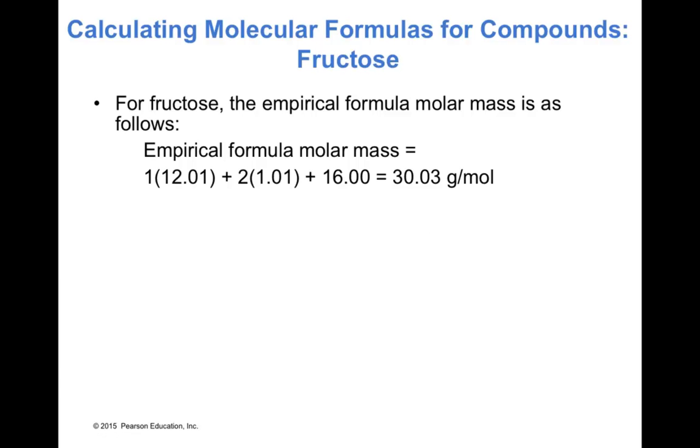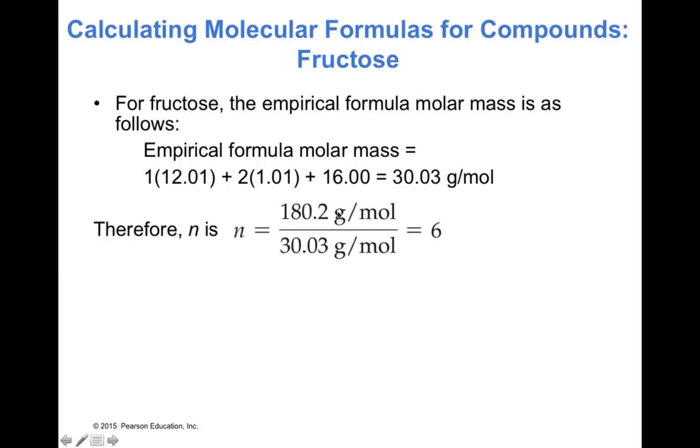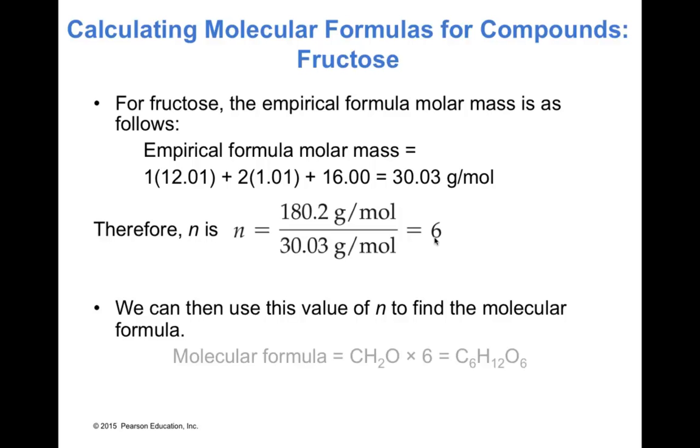And they gave us the molar mass for the compound. So now we can divide the molar mass for fructose by the molar mass for the empirical formula, and this will be equal to 6. So n is equal to 6. That means we need to multiply each subscript of the empirical formula for fructose by 6. The empirical formula is CH2O, so it will be 6 times 1, C6; 6 times 2, H12; 6 times 1, O6. This now is the molecular formula of our compound.